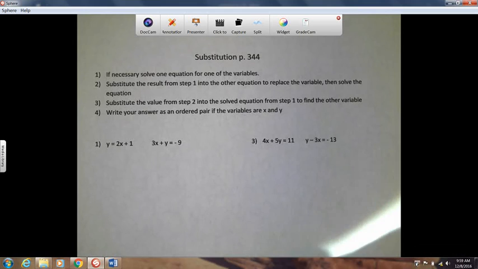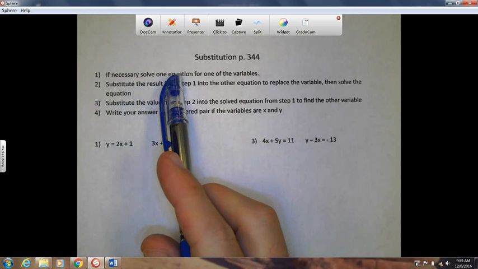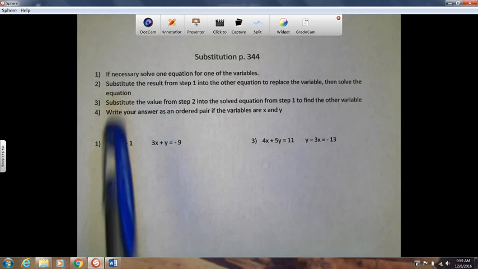So first, let's look at substitution. Remember, we're still talking about a system of equations. So we graphed them in the last lesson, but now we're solving them by substitution. The answer is the point where the graphs would cross. So it's just different ways of solving the same types of problems. So here are the steps. Okay, so make sure you know those.